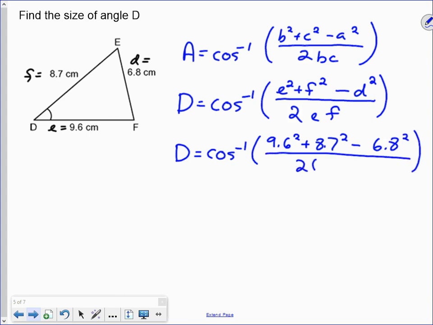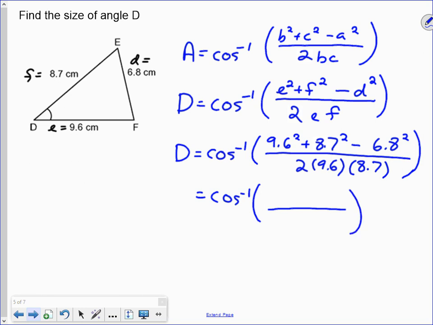2 times side E here is 9.6, and F is 8.7. Okay, and now we just need to evaluate this using our calculator. I would do this calculation in a few steps, just like we did the last one. My first step, I would figure out the numerator and the denominator separately.